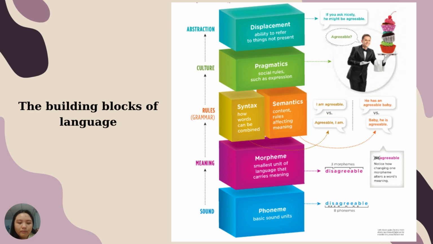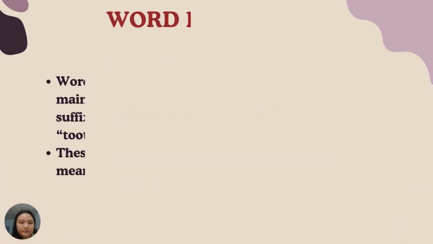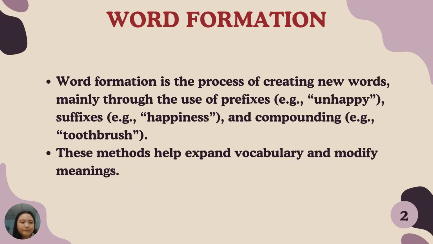Okay, firstly, we take a look at the overview. In today's lesson we have three main parts: word formation, immediate constituents, and morphological changes over time. We move to the first part, word formation.